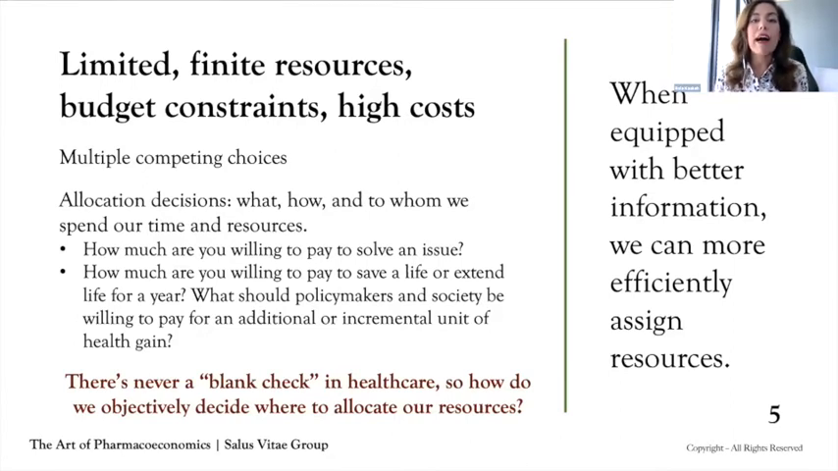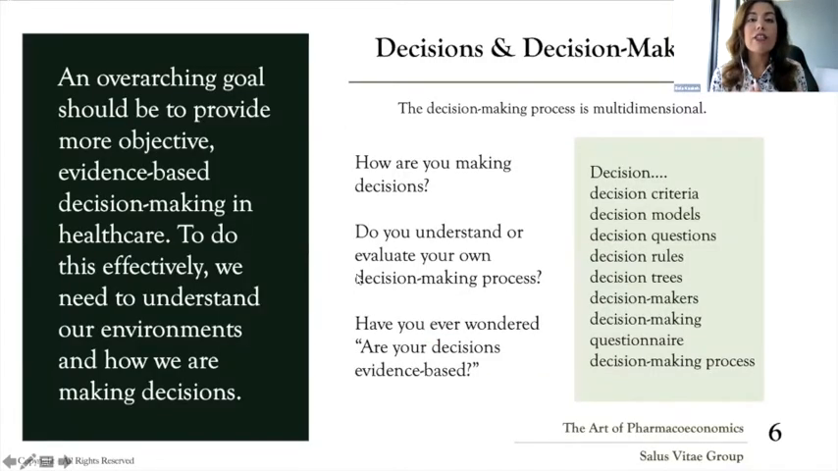So when you start thinking about allocation decisions, you have to think, how do you objectively decide where to allocate your resources? How do you start thinking through what you're going to pay for and what you're not going to pay for? And when you are better equipped with better information, then you can more efficiently assign your resources in general. So what does that mean for decision making? Our overarching goal should be to provide more objective, evidence-based decision making in healthcare. And to do this effectively, we have to understand our environments and how we're making decisions.